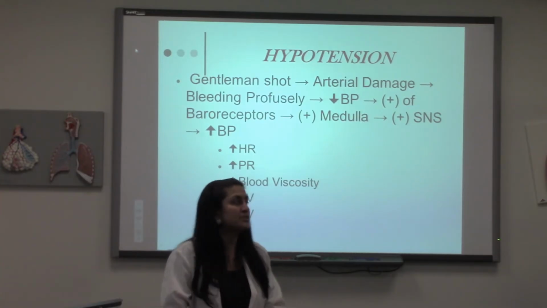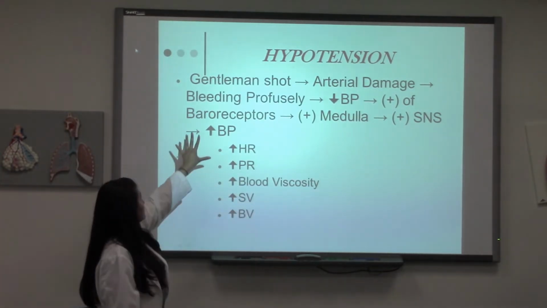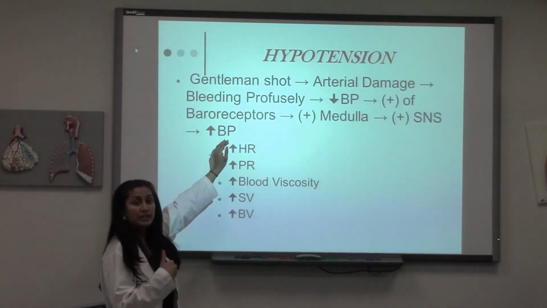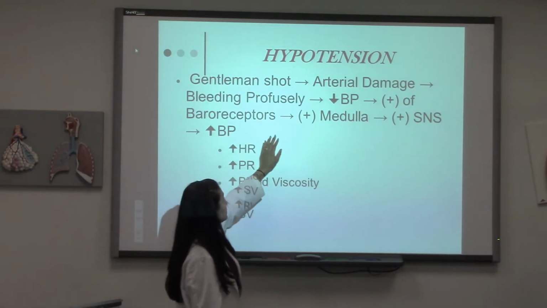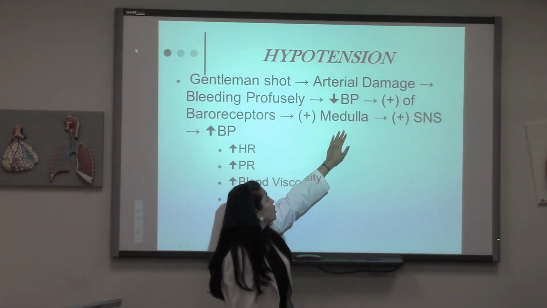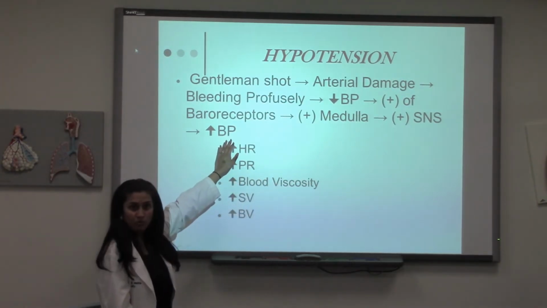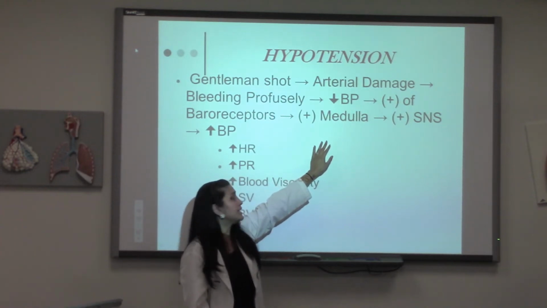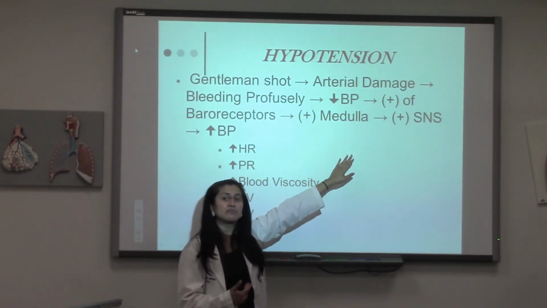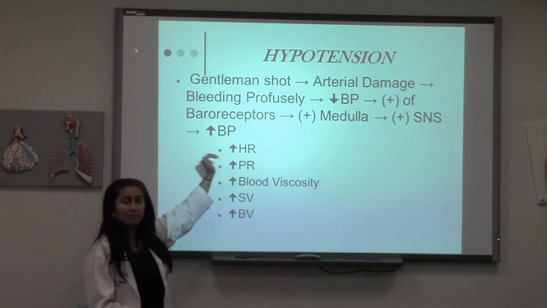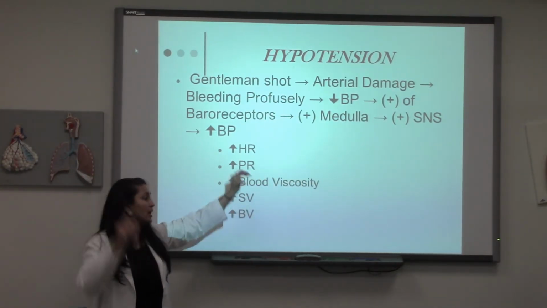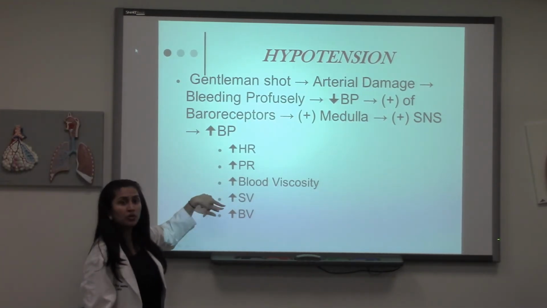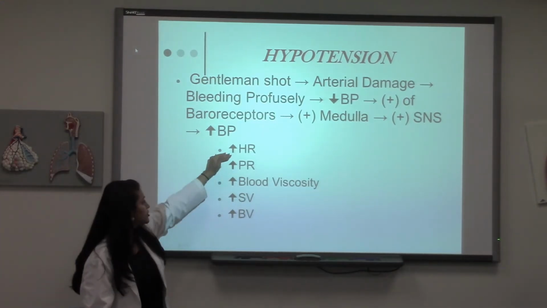If your blood pressure drops, say a gentleman was shot. They have arterial damage, so they're bleeding profusely. Because they're bleeding, their blood pressure drops, which activates the baroreceptors. Once the baroreceptors have been activated, the medulla oblongata gets stimulated, which in turn stimulates your sympathetic nervous system. Your sympathetic nervous system brings your blood pressure back up by increasing your heart rate, peripheral resistance, blood viscosity, stroke volume, and blood volume. So now we're going to see each one.